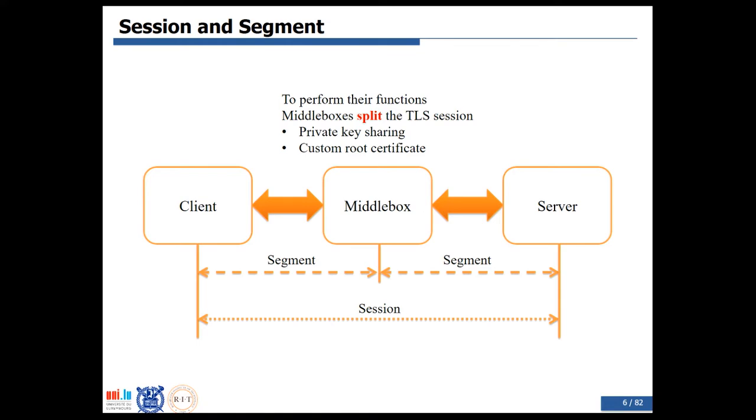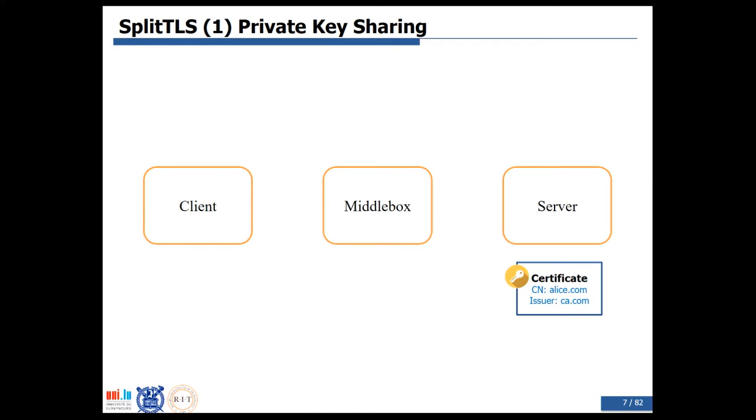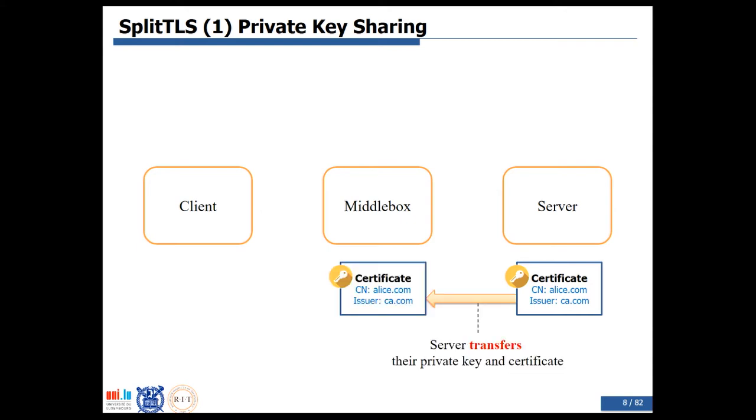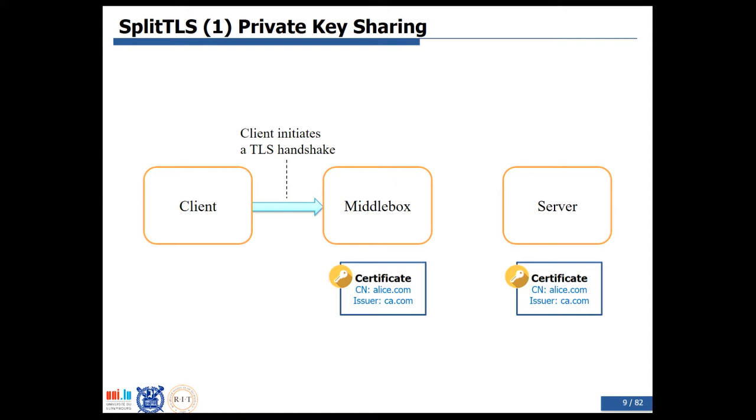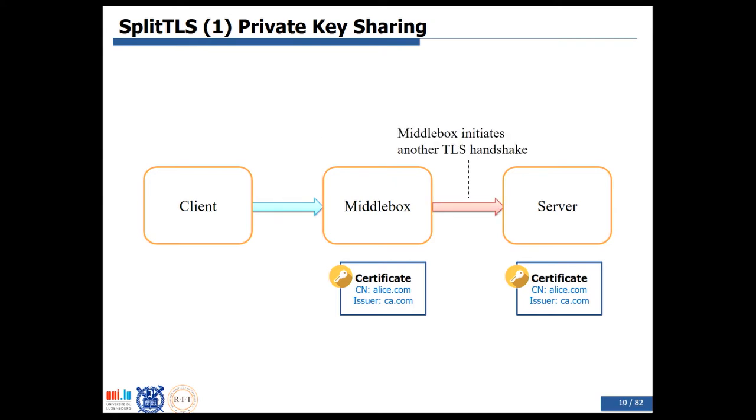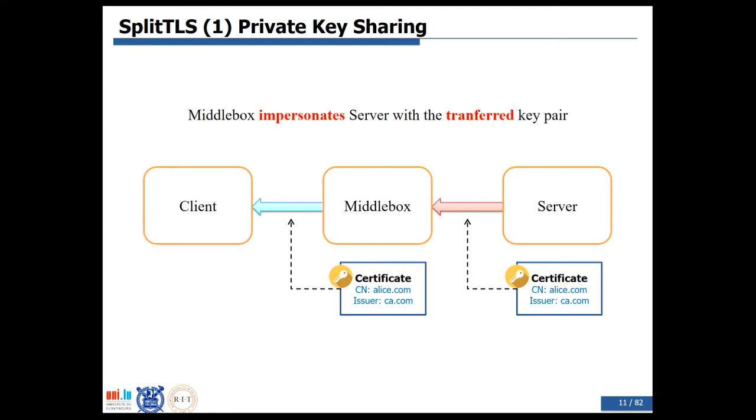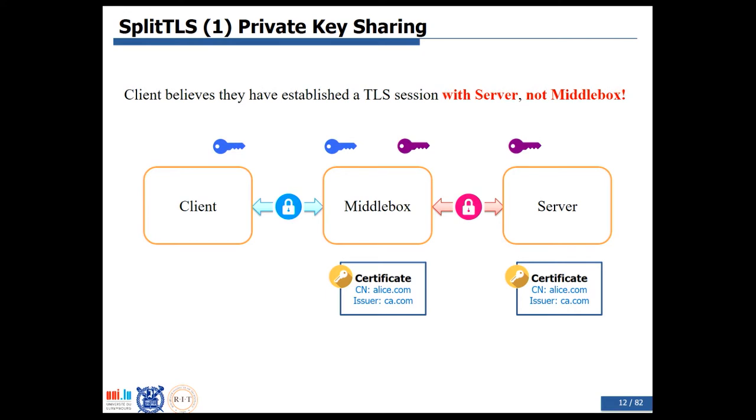Before explaining those two schemes briefly, note that I will refer to the final session between the client and server as the session that is composed of several segments. Private key sharing is generally used by server-side middleboxes, such as web application firewalls. Initially, the server transfers its own private key and root certificates. When a client initiates a TLS handshake, a middlebox initiates another TLS handshake with the server and sends the certificate taken from the server to the client. The session is finally established between the client and server, but the client believes they have established a TLS session with the server, not the middlebox.